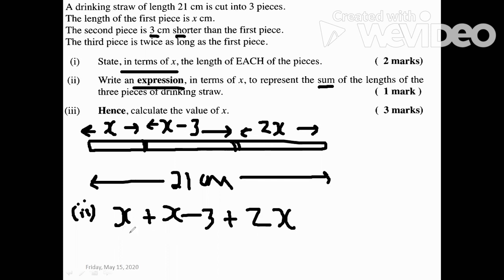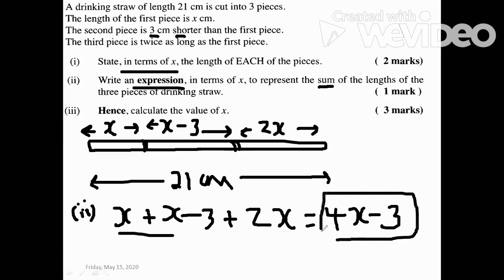So x plus x will give us 2x. 2x plus 2x will give us what? 4x. So it's actually 4x minus 3. So this would have been a simplified expression of the 3 pieces of straw in terms of x as an expression.